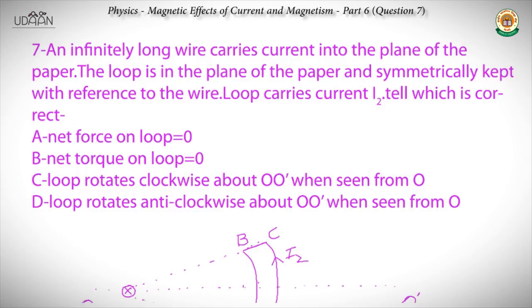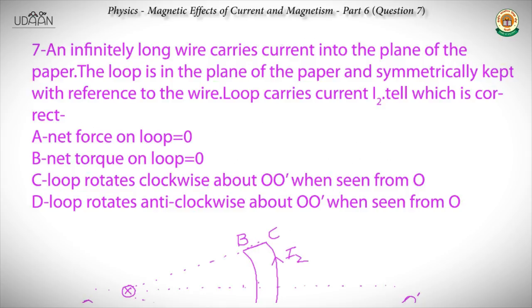So now we'll start off with question number 7. An infinitely long wire carries current into the plane of the paper. The loop is in the plane of the paper and symmetrically kept with reference to the wire. The loop carries current I2. We have to find which of these options is correct.